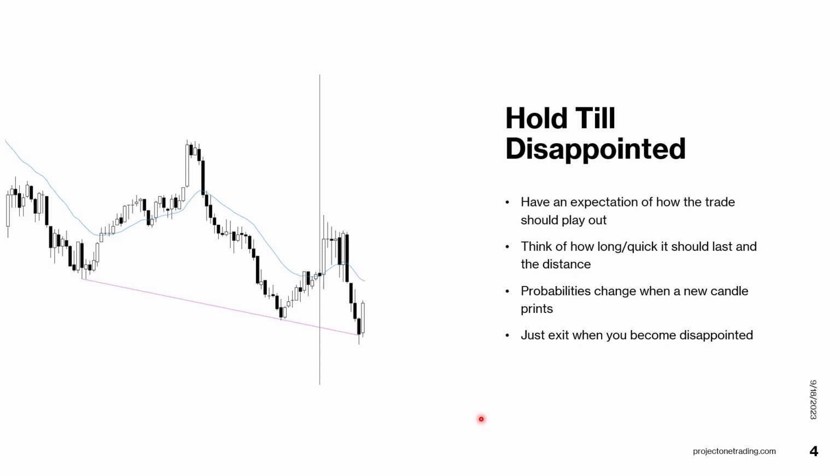Have an expectation of how the trade should play out. Think of how quick it should be, how long it should last, and the distance. The probabilities change when a new candle prints. Just exit when you become disappointed.